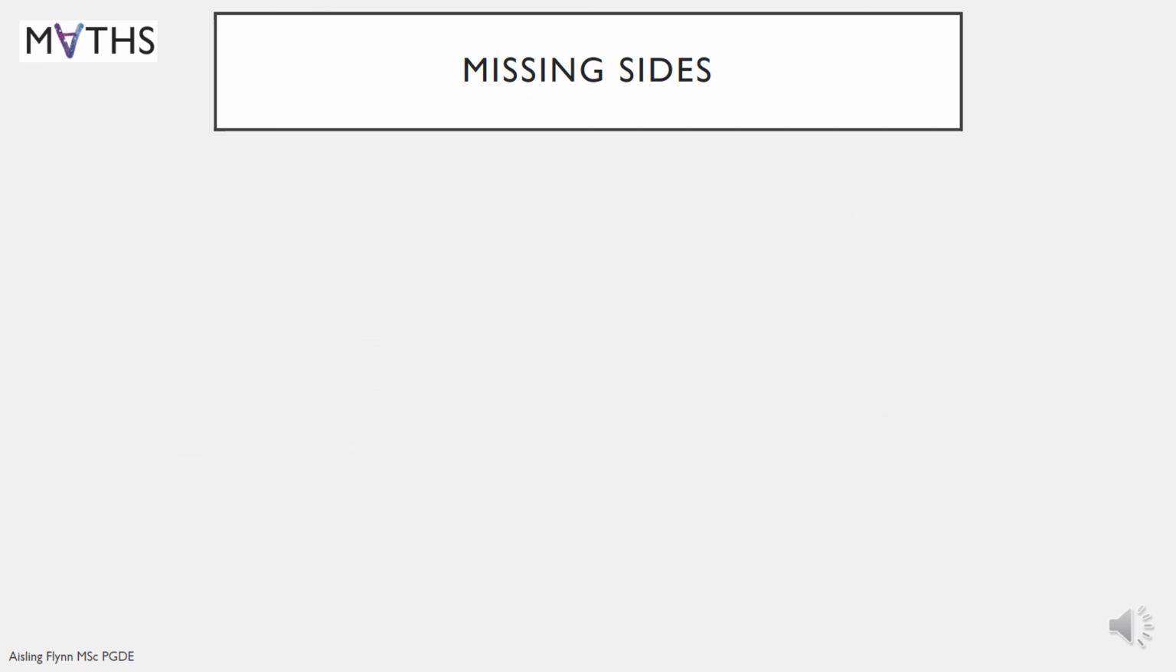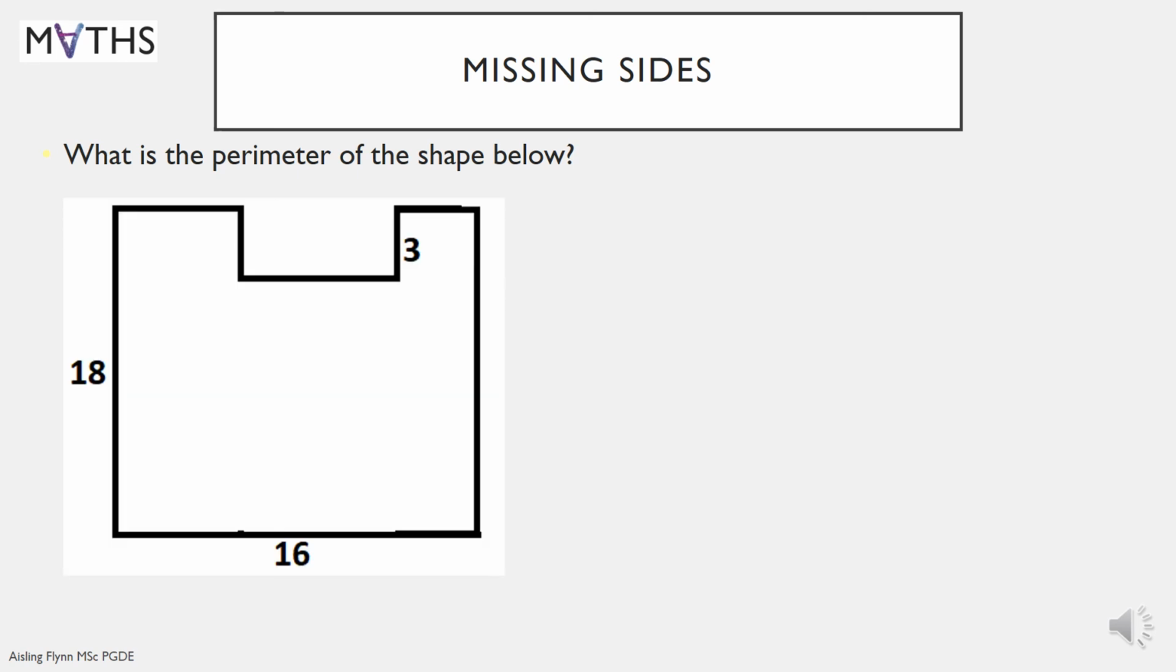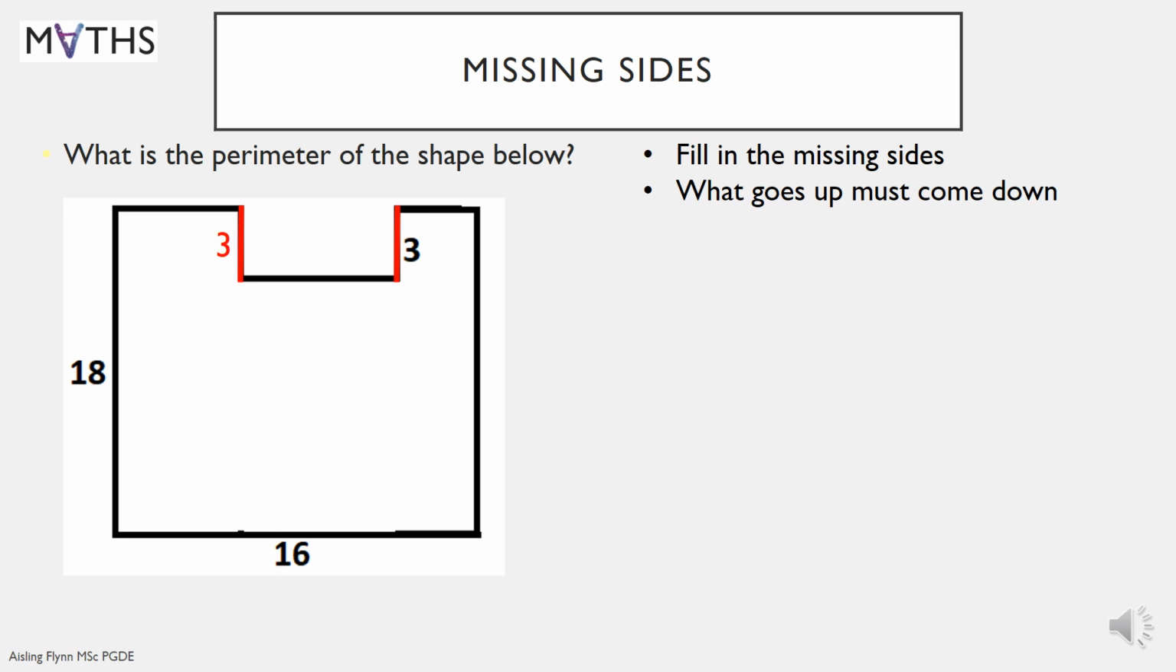Now, the next example has some missing sides. What is the perimeter of the shape below? Okay, so you can see there's not very much information. Our first step is to fill in the missing sides, and remember, what goes up must come down, and what goes left must go right. Okay, you'll see what I mean in a moment. Firstly, we're going to consider that line 3. Okay, there's a matching line the other side, so I'm going to call that 3 also. Okay, so there are 2 vertical sides.